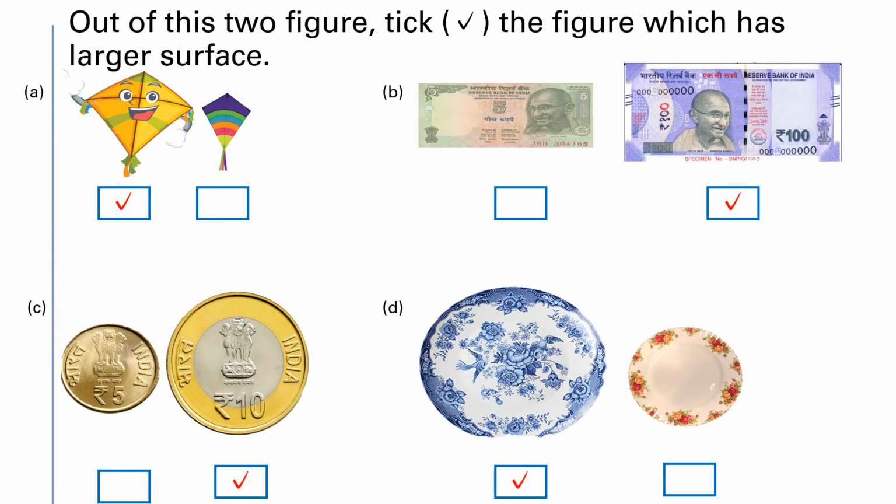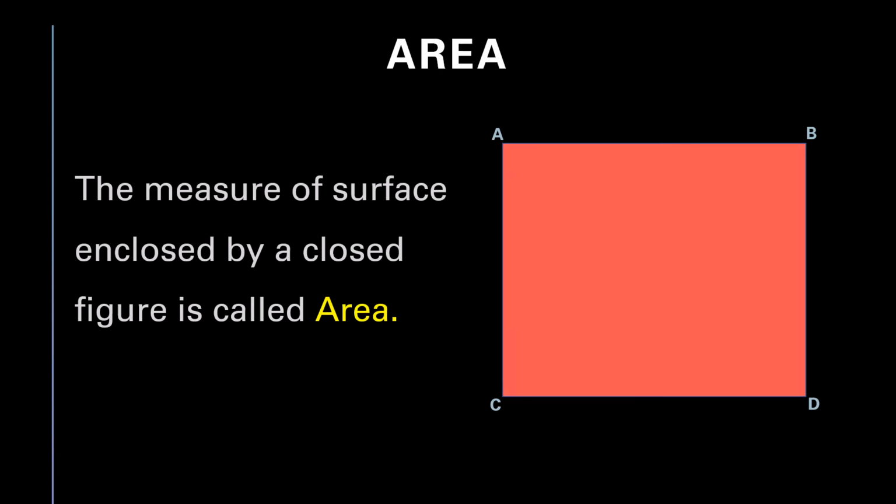So what you observe? The area can be defined as the space occupied by the flat shape or the surface of an object. So we can say that the area is the amount of space inside the boundary of flat or two-dimensional object. Or the measure of surface enclosed by a closed figure is called area.